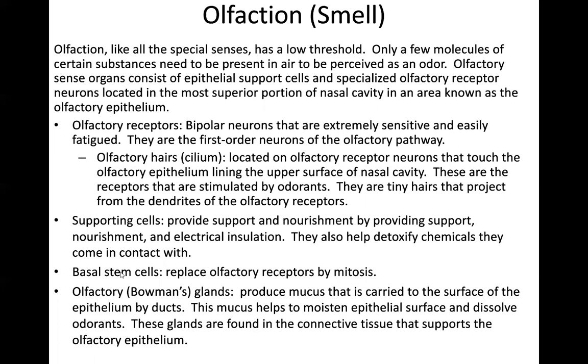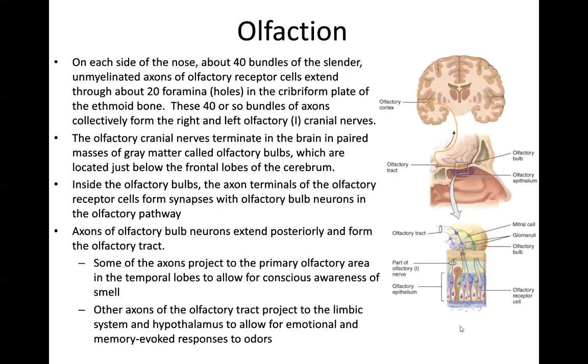Basal cells, which also go by stem cells, replace those olfactory receptors by mitosis. So these can end up becoming these. Now, very important to help with the sense of smell, not directly acting as a facilitator of smelling, are the glands that produce our mucus. Olfactory or Bowman's glands produce mucus carried to the surface of the epithelium by ducts. This mucus helps moisten the epithelial surface, but more importantly for the sense of smell, it dissolves the odorants. That way those odorants can bind to the receptors, and that's what triggers those olfactory receptor cells.